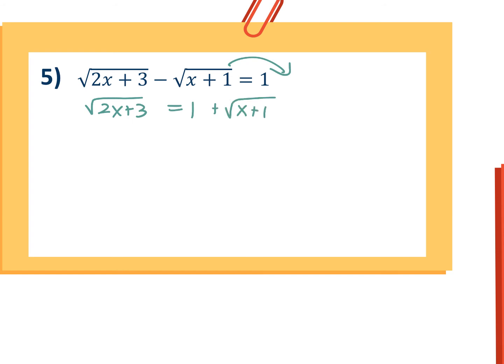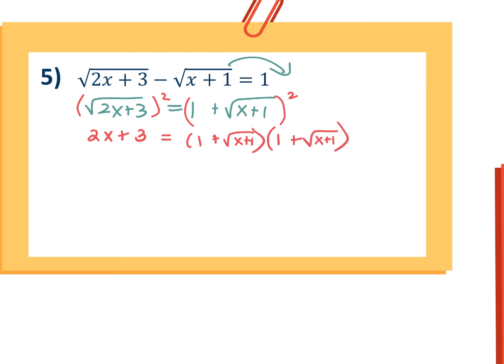Now when I square both sides of the equation, I actually have to FOIL out 1 plus the square root of x plus 1 squared. So the left side, it cancels, and I get 2x plus 3. That's the easy part. The right side becomes 1 plus square root of x plus 1 times 1 plus square root of x plus 1. And then you have to FOIL it out. You can use your shortcut here. We'll talk about it once I FOIL it out.